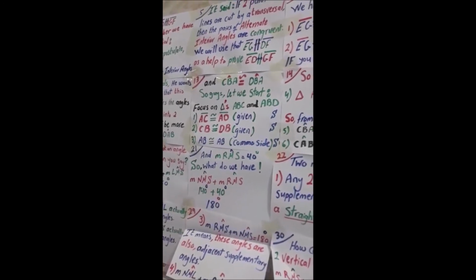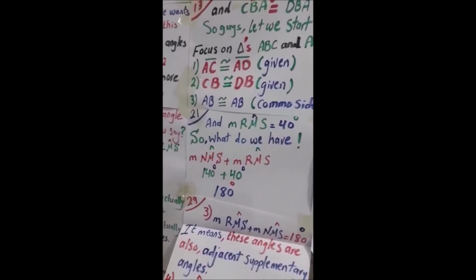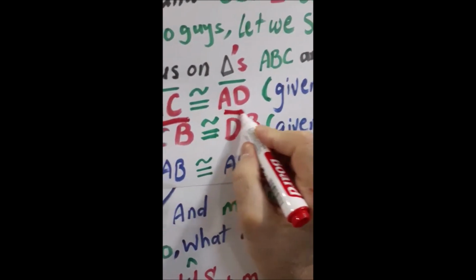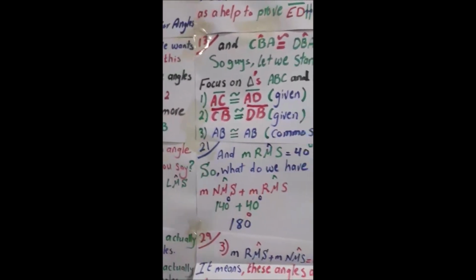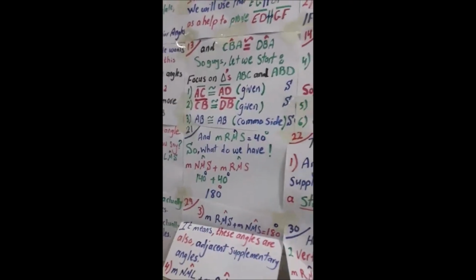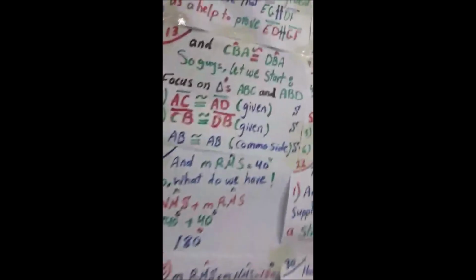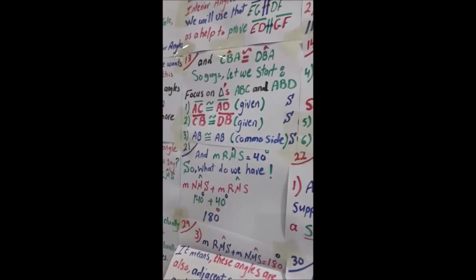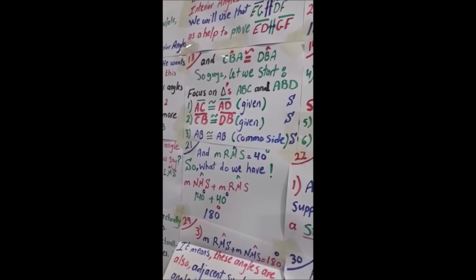Focus on these two triangles, ABC and ABD. What do we have? AC is congruent to AD, it is given. This is the side. Then the side CB and the side DB are also given. They are congruent, again a side. And obviously, as you see, AB is congruent to AB. It is a common side. So guys, it's so easy, we have side, side, side. So we prove these two triangles are congruent.